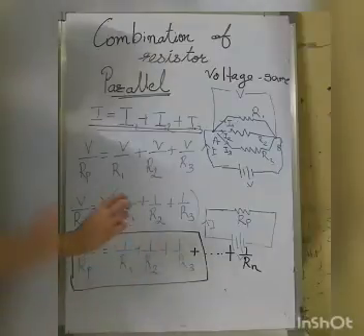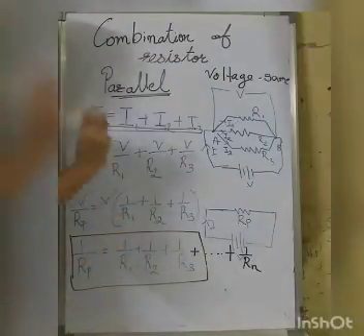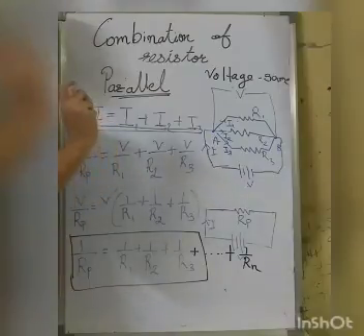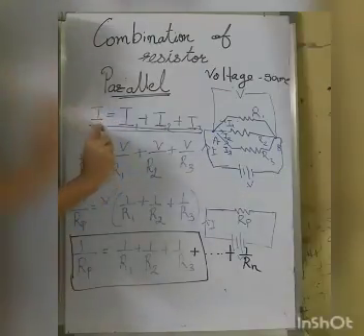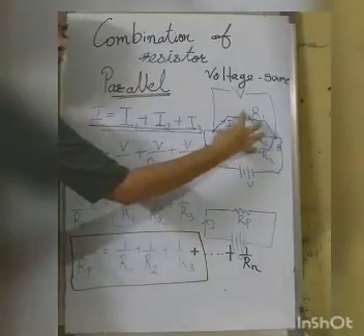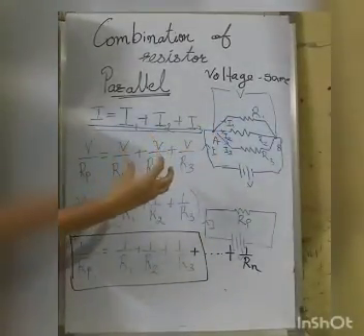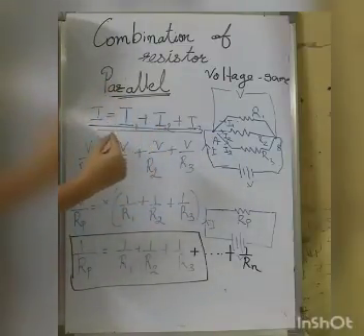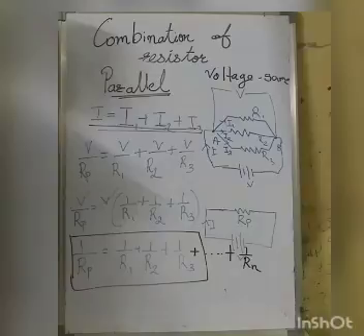Equivalent resistance means a single resistance which will show the same value of current and voltage when we replace a combination of resistances with a single resistance. Okay? I hope now you're clear with this topic also.